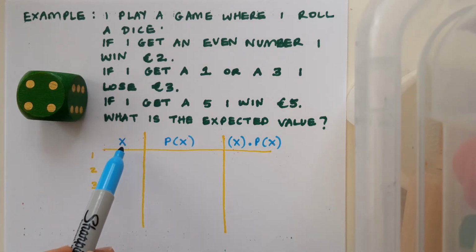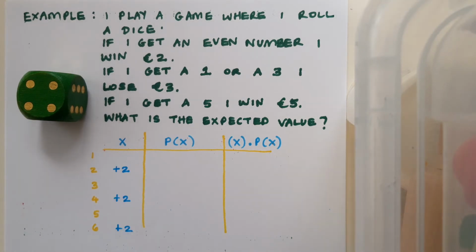And what I'm really going to fill in for x is what I win or lose for each individual outcome on the dice. So I know that if I get an even number, I win €2. And since I've got options to win or lose, I'm going to put in +2 for these because I'm winning this €2. Then, of course, if I roll a 1 or a 3, I lose €3. So I'm going to assign this a negative value then, so -3. And then if I roll a 5, I win 5. So we'll give that plus 5 as its value.